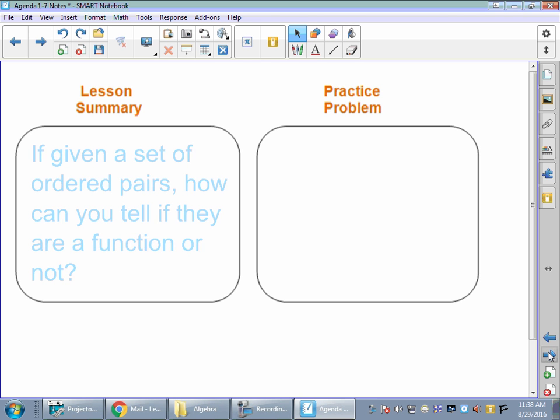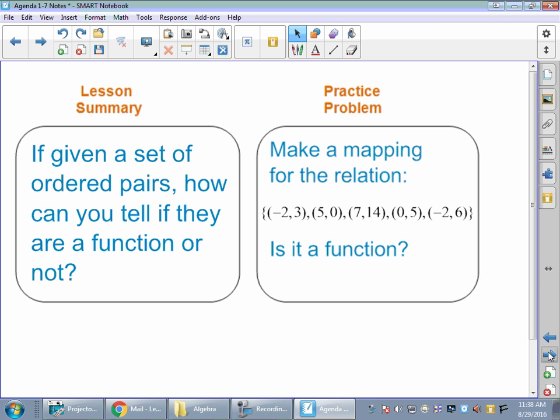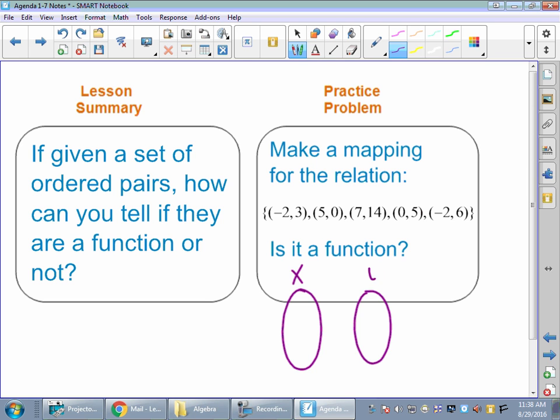So, lesson summary. If I give you a set of ordered pairs, how can you tell if they're a function or not? Like, here's 5 ordered pairs. Tell me, is it a function or is it not a function? And explain. Just like the first examples. And make a mapping for that relation. Remember, the mapping is where you do your 2 bubbles, and you've got arrows going from one. So go ahead and make that mapping from a previous section, but also tell me, is it a function? And please explain.